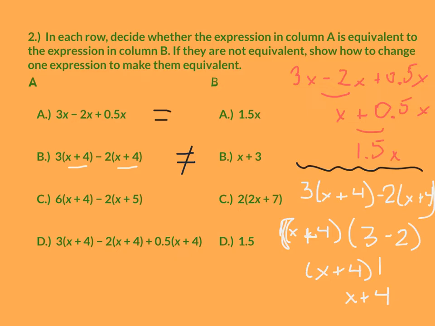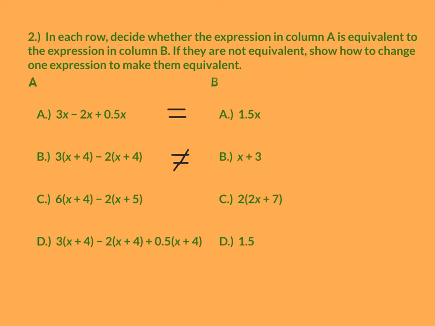And the obvious way to change this and make it correct would be to change the plus 4 each time to plus 3. Because if we then pulled out the x plus 3, we'd be left with x plus 3 times 1, therefore leaving us with x plus 3. Next, I've got 6 times the quantity of x plus 4 minus 2 times the quantity of x plus 5.